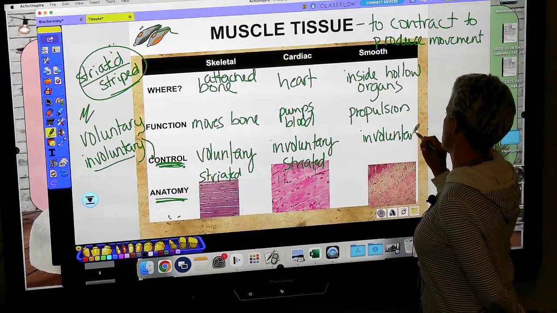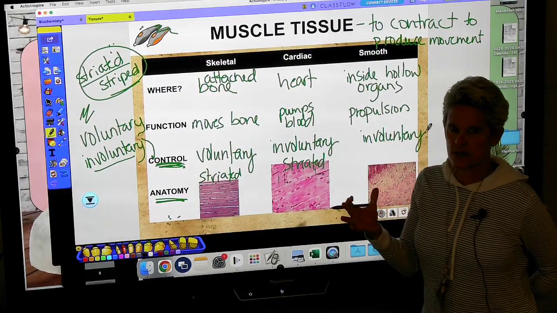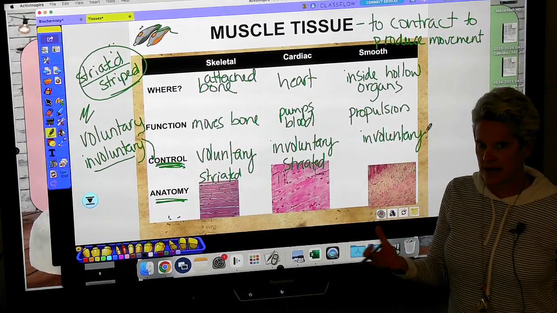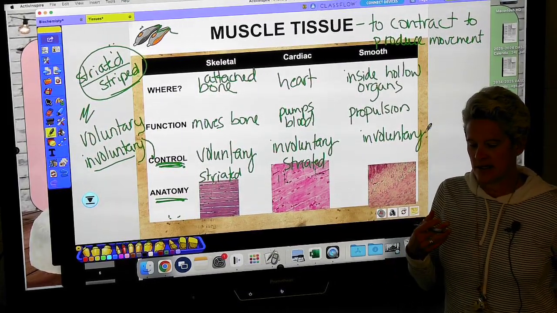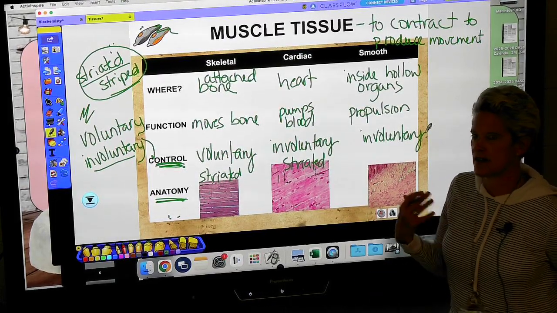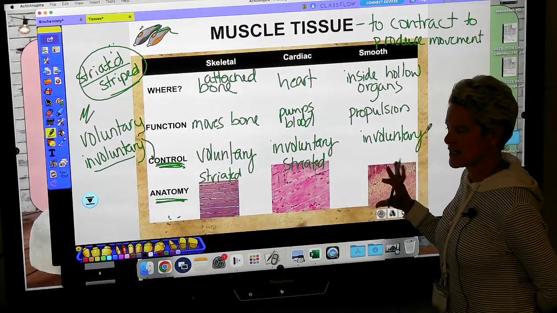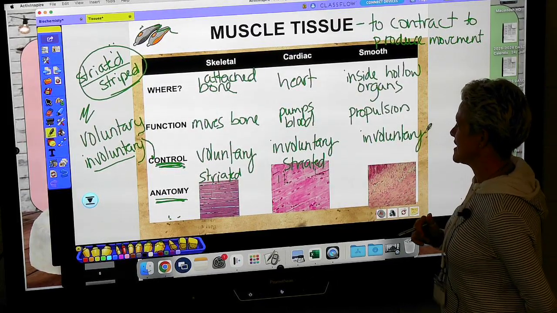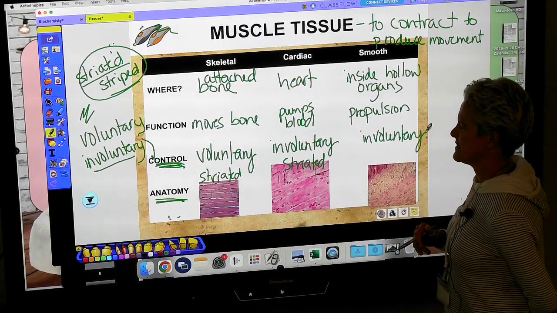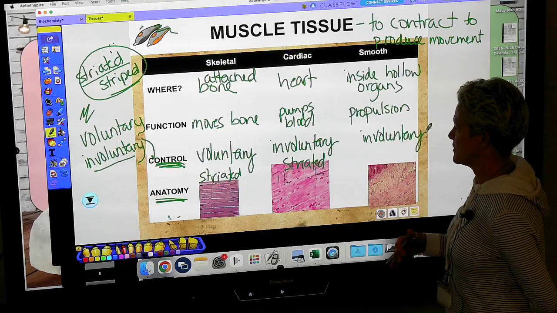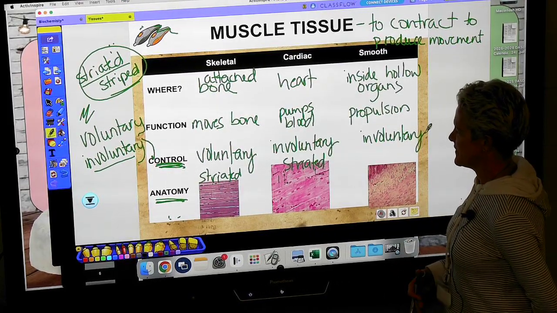We don't have to think about digestion. It happens automatically once we eat. We don't have to think about the bladder, that it fills up and pushes it out, those kinds of things. So you'll see there's some muscle in the bladder that is voluntarily controlled, but there's stuff that's involuntary in there also. So this is involuntary. Digestion we don't have to think about, that type of thing.